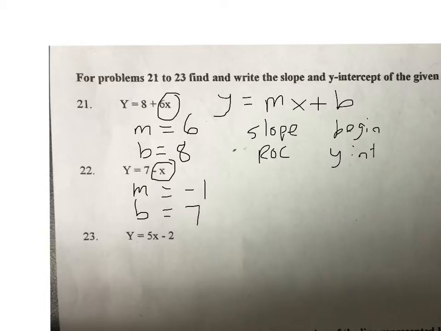All right, and then the last equation, m and b, slope and y-intercept. You can see that the slope is 5. In this case, the y-intercept has a negative attached to it, so it's a negative 2. All right, so that's how that's done. It should be easy. You have to recognize y equals mx plus b, and check whether there are negative signs attached to it.